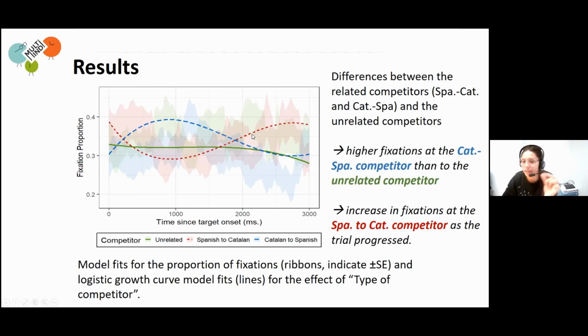If we remember, in the example, the target was bulke, which is pañal in Spanish, which sounds similar to pernil, which is ham in English. If you remember that, according to this data, children should look first to the glass, the Catalan to Spanish competitor, and later to the Spanish to Catalan competitor, the ham. They first look to the glass and then to the ham. I will show you again the video of the test trial, and I hope that you can find this effect here.